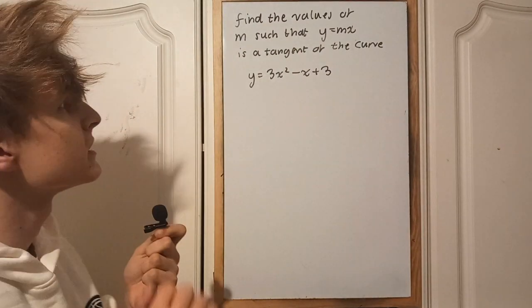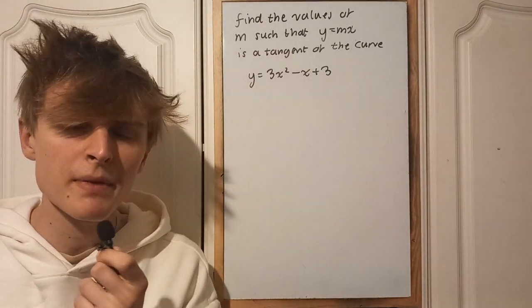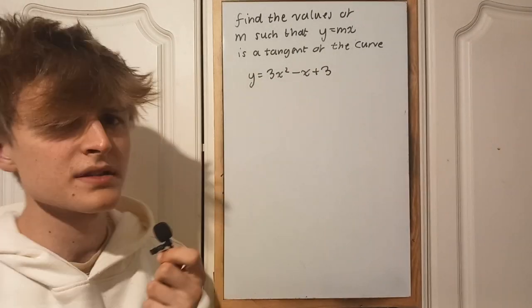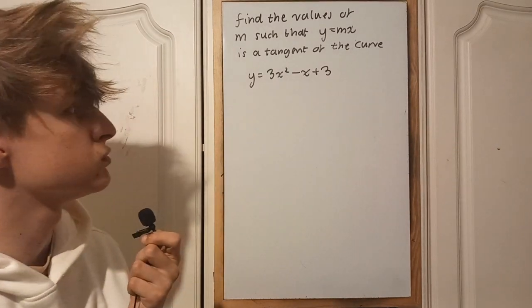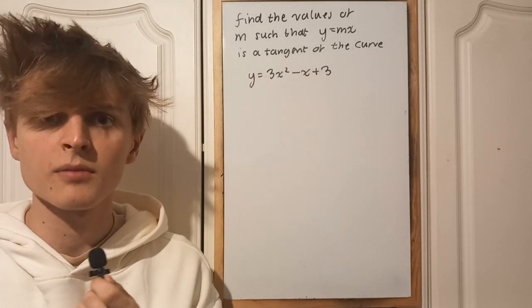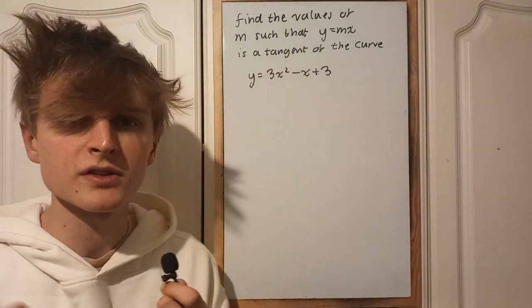I really like it. It goes like this. Find the values of m such that y equals mx is a tangent of the curve y equals 3x squared minus x plus 3. I mean, how would you even approach that? That doesn't even seem related to points of intersection, but it actually is. But to see why, let's break this problem down to see what it's fundamentally asking, right?